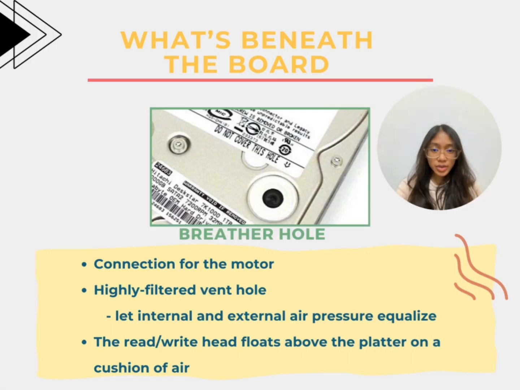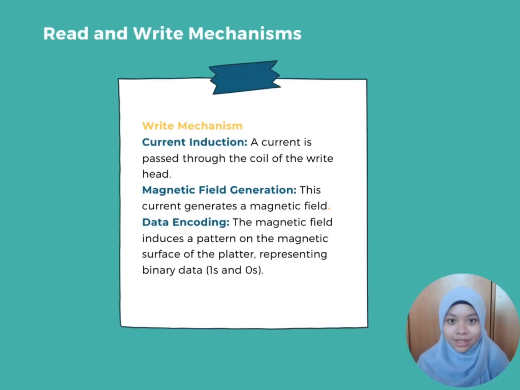Just now we looked at what's inside the hard disk, and now we will look at what's beneath the board. Beneath the board there is one breather hole, which is a connection for the motor that spins the platters, and it also acts as a highly filtered vent hole that lets the air pressure inside and outside the hard disk equalize. Lastly, the breather hole is what causes the read or write head to float above the platter on a cushion of air. Now, we will explore how data is written to and read from a hard disk drive, or HDD.